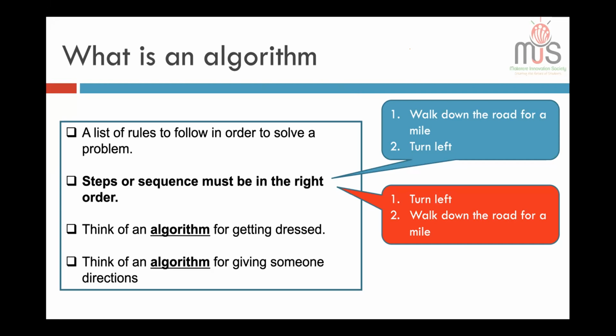It should be just like we're going to be seeing in the upcoming slide. Even in real life, when you're going to school, you have to begin with first things first and then end with the last things at the end. And I want you to think of an algorithm for getting dressed at home before you go to school. And also think of an algorithm for giving someone directions. What are those instructions? What are those procedures that you would follow to give someone directions?